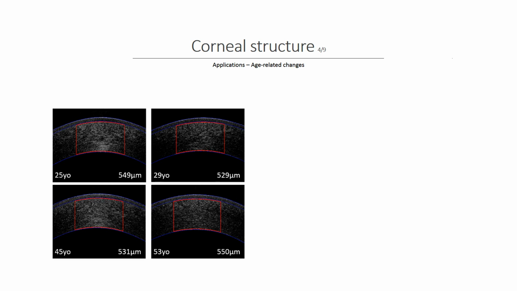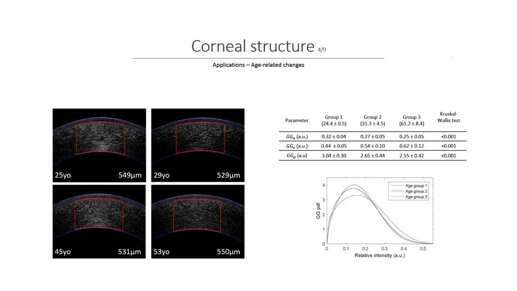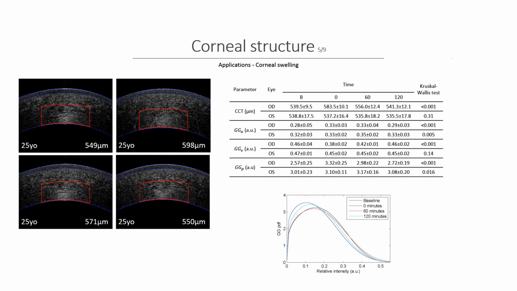However, when we model the speckle using the generalized gamma distribution, it is possible to observe significant changes among different age groups. These changes indicate that the tissue is more compressed with aging, probably due to the cross-linking that happens with age. We also observed significant changes of the generalized gamma parameters after inducing corneal swelling. These changes point to a dispersion of the scatterers in the tissue, which is in agreement with what we would expect to see after inducing swelling.